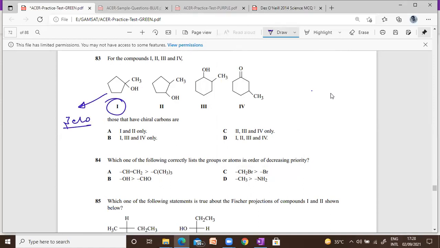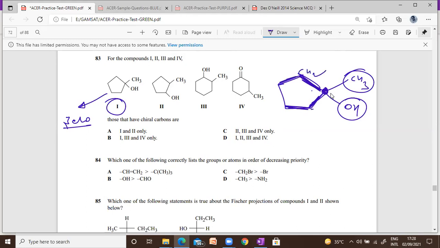You know why? Because if you draw the structure of this compound, this is methyl, this is OH. At this center, definitely it has two connectivities, OH and methyl. But left and right connectivity is the same. You can see this is CH2, this is CH2. This is CH2, this is CH2. So if right and left are the same, only two different connectivities, that is not chiral. So number one has zero chiral centers.